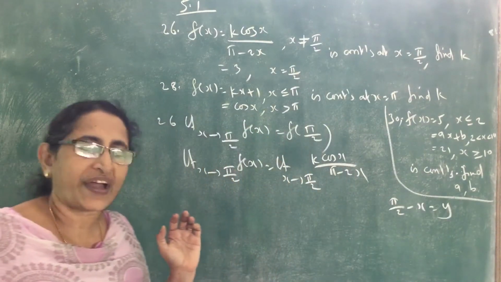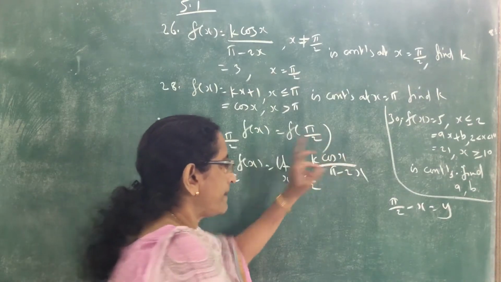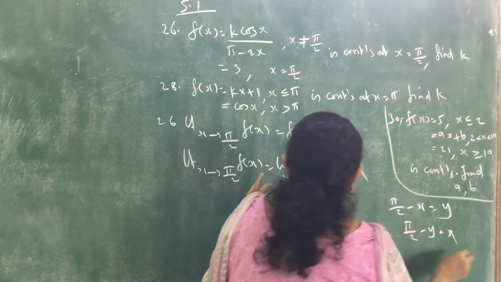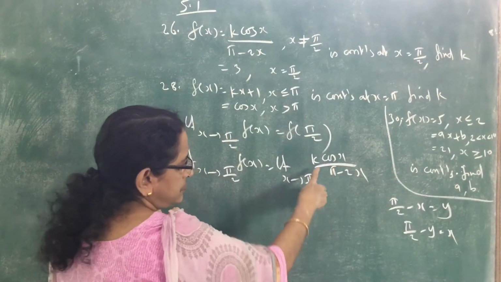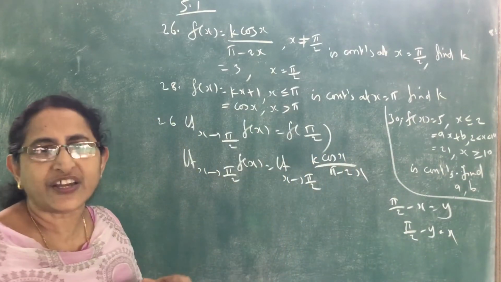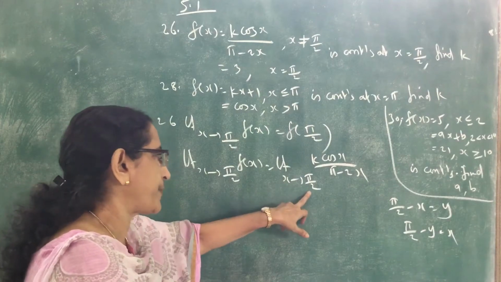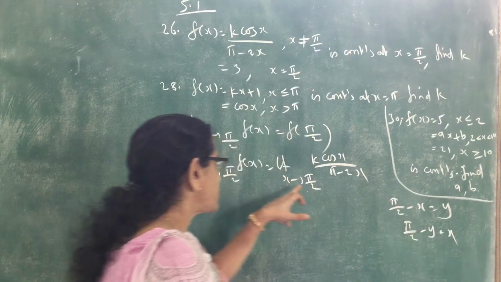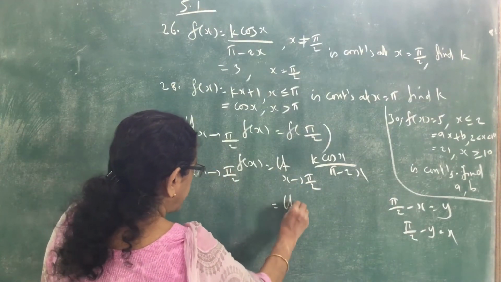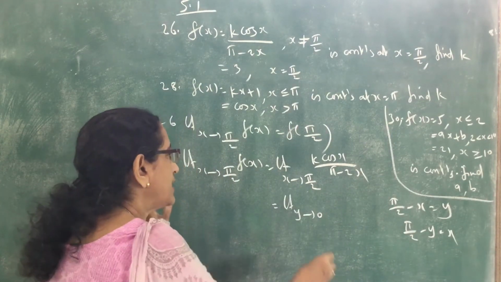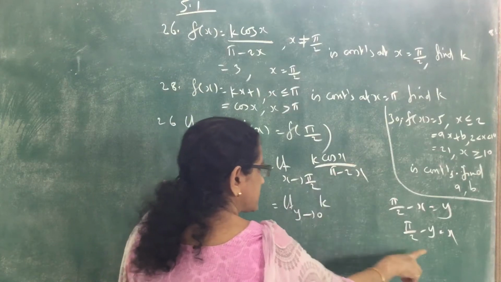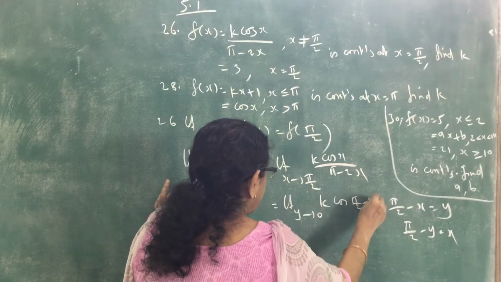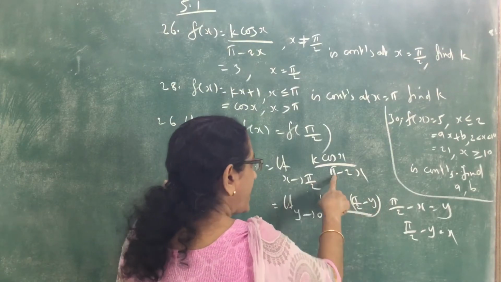We can substitute y. Therefore pi by 2 minus y equal to x. So in the place of x, we can change the variable into y. As x tends to pi by 2, y becomes pi by 2 minus pi by 2, which is 0. So as x tends to pi by 2, we can write limit y tends to 0, then k into cos x, where x equals pi by 2 minus y, cos of pi by 2 minus y divided by pi minus 2x.